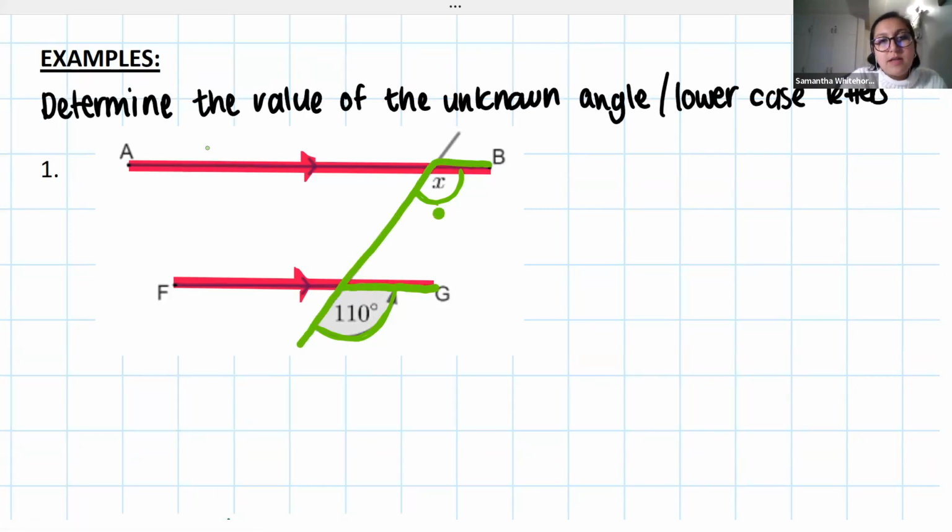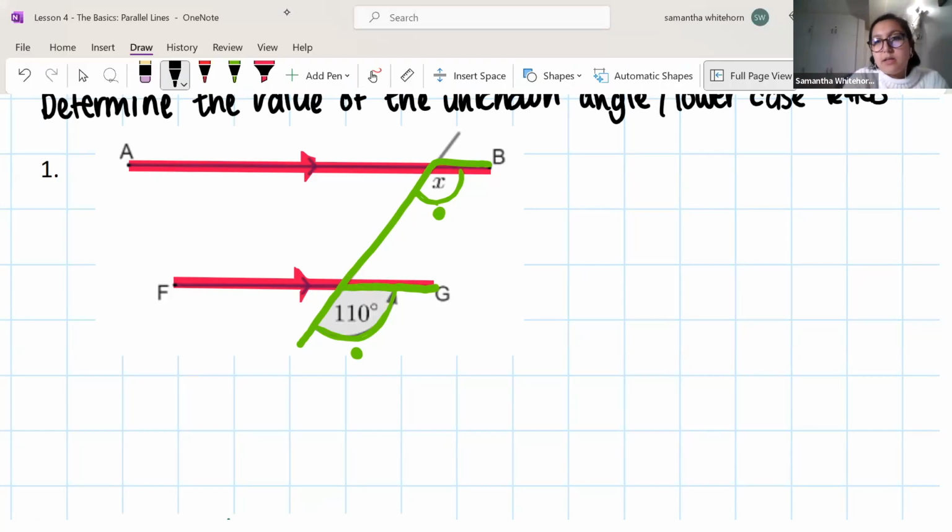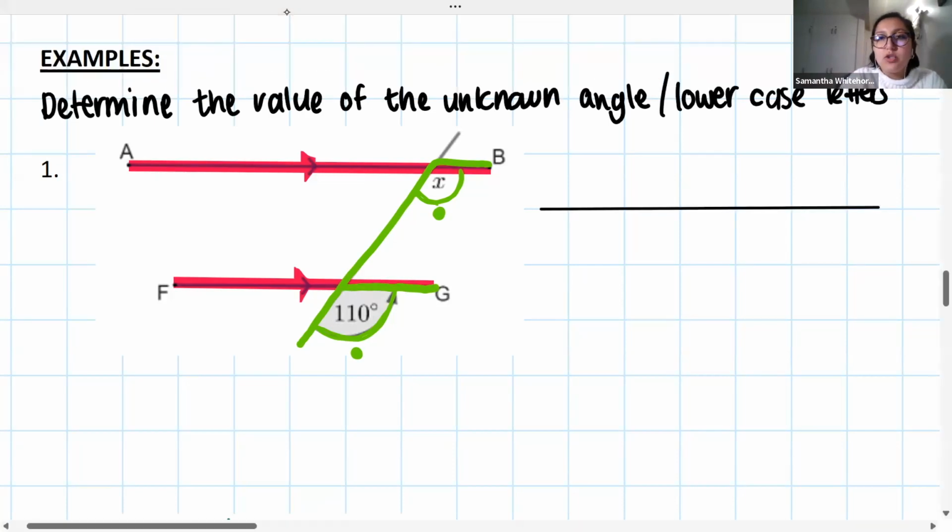And this tells me that X and 110 correspond to each other. They are in the same relative position. So I can now set up my answer. Remember, statement reason, this is still geometry. We still have to give reasons for all of our statements.